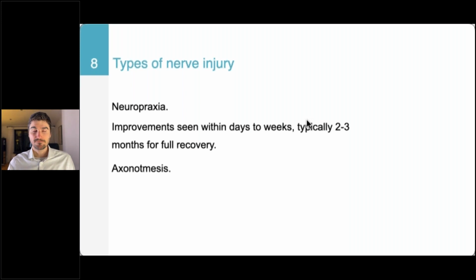So axonotmesis, is that the most severe or the middle severe? So is it moderate or most severe? And again, out loud, write it down, commit to an answer. Okay, and for bonus points, what is it? So if neurapraxia was that all the connective tissue is still intact, what is an axonotmesis?